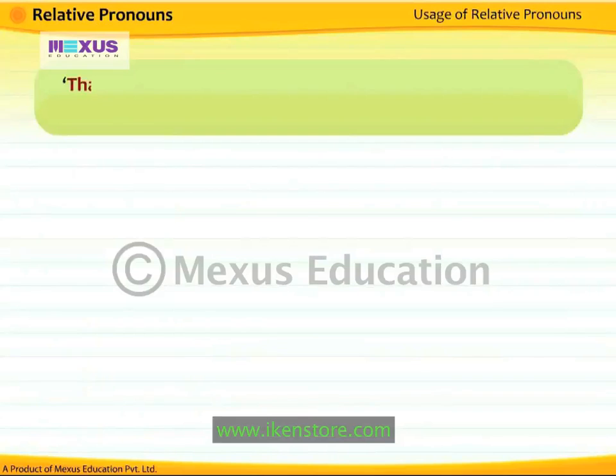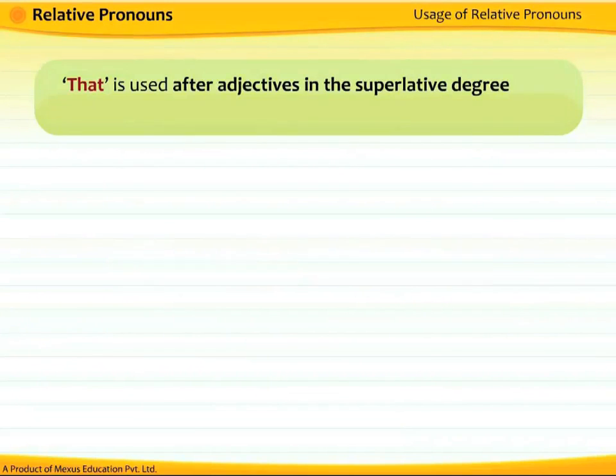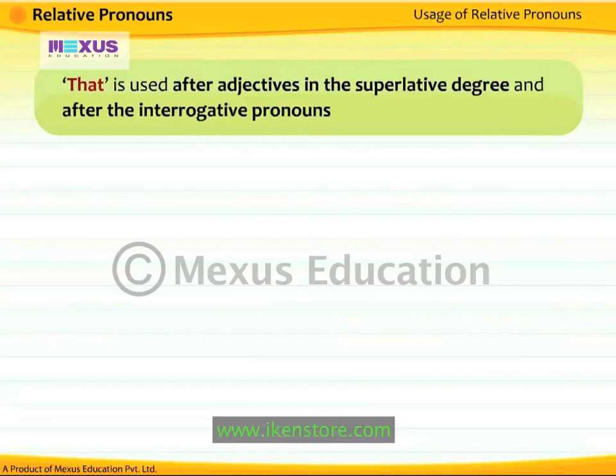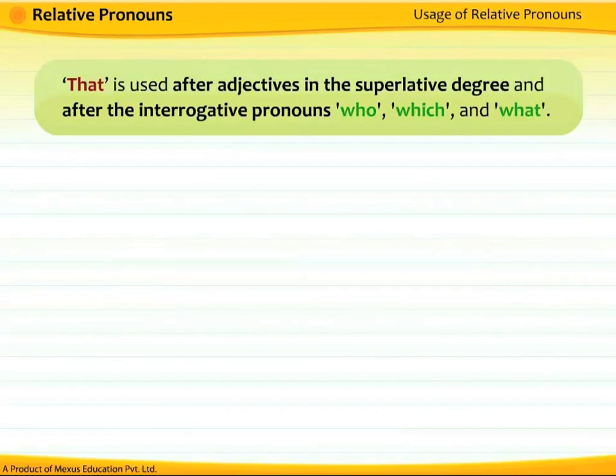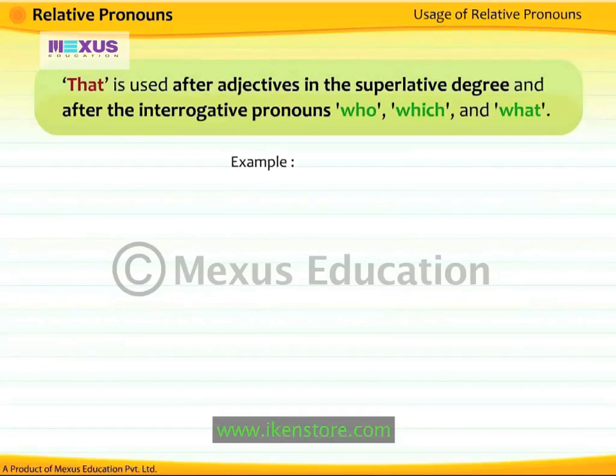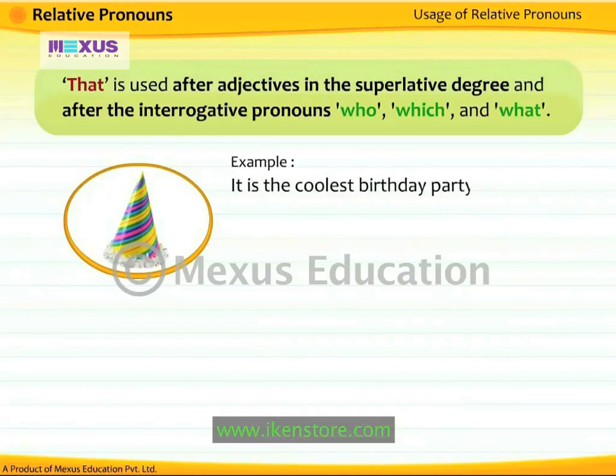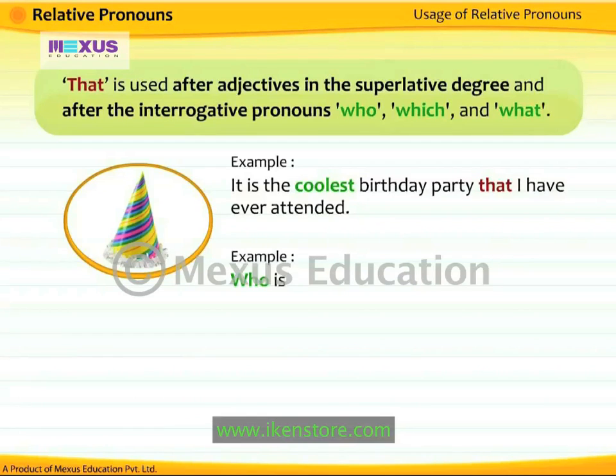That is used after adjectives in the superlative degree, and after the interrogative pronouns who, which and what. Read this example. It is the coolest birthday party that I have ever attended. That is used after the superlative adjective coolest. Now, read the other example. Who is that you were talking to? That is used after the interrogative pronoun who.